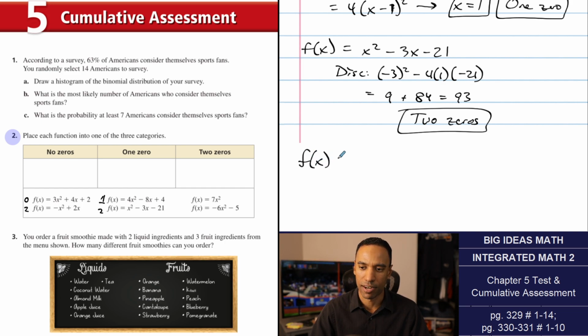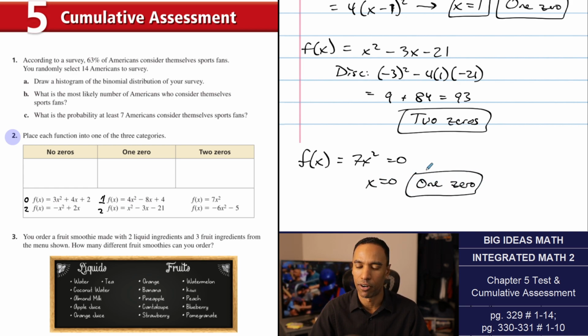F of x equals 7x squared. The only solution when you set that equal to 0 is that x equals 0. That's just 1 zero that comes out of that. The vertex is right on the origin for that one.